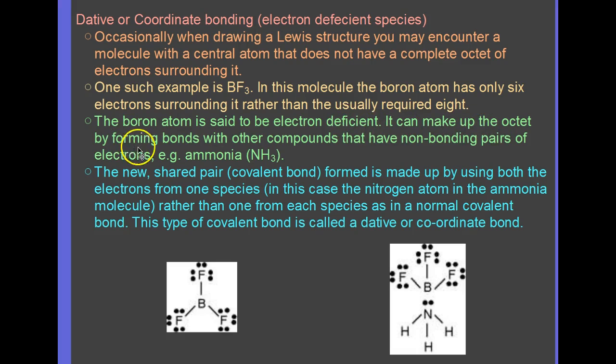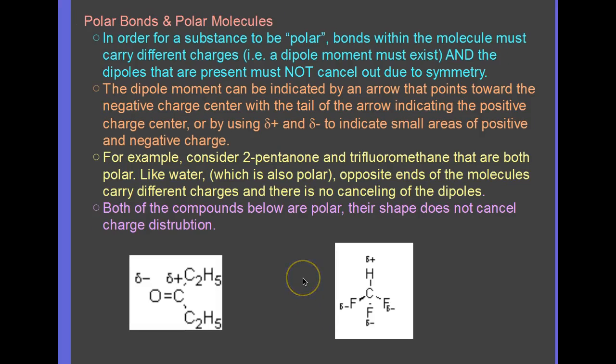It can make up the octet by forming bonds with other compounds that have non-bonding pairs of electrons, especially things with nitrogen. Compounds tend to have these lone pair electrons. So the new shared pair or covalent bond formed is made up by using both the electrons from one species, in this case the nitrogen atom in the ammonia molecule, rather than one from each species as in a normal covalent bond. This type of covalent bond is called dative or a coordinate bond. So you see this ammonia molecule walked up to this boron trifluoride and said, dude, let's bond. I'll complete your octet.